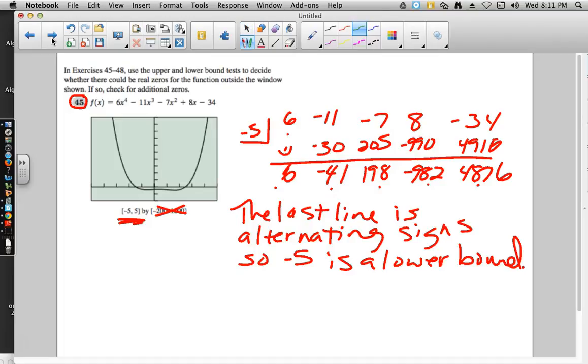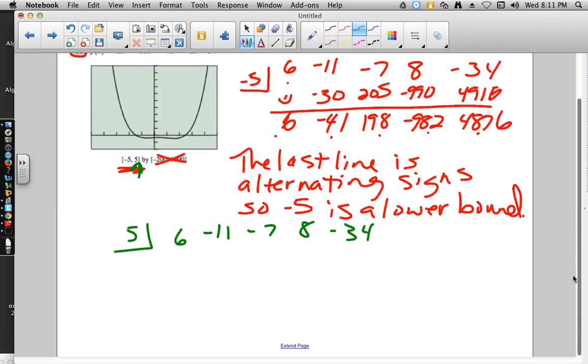Now we need to check the other end of that, which was 5, and 5 is on the high end, so that should be our upper bound. And how we're going to know that is by doing the synthetic division again, but this time with a positive 5, and if all of the signs are non-negative, so 0 or positive, then we know we have an upper bound. So we bring the 6 down, we multiply by 5, and we get 30.